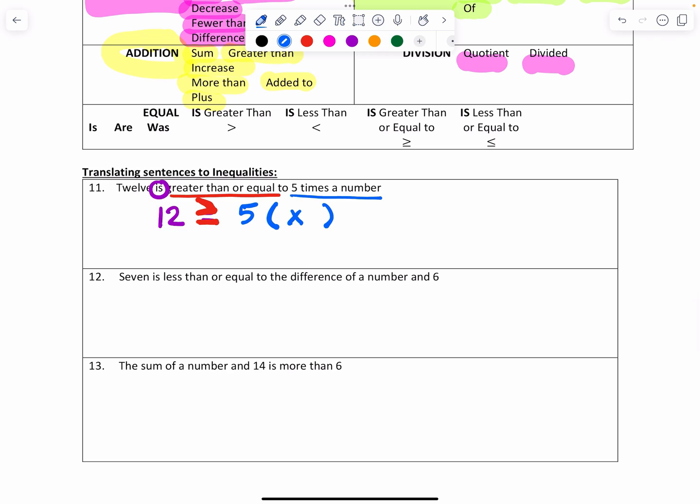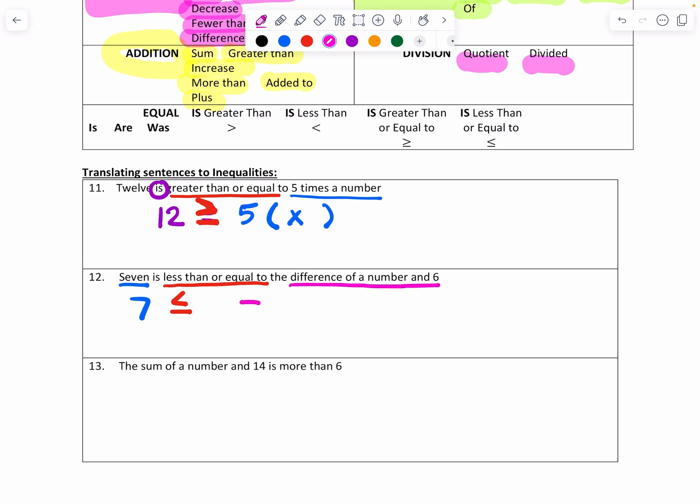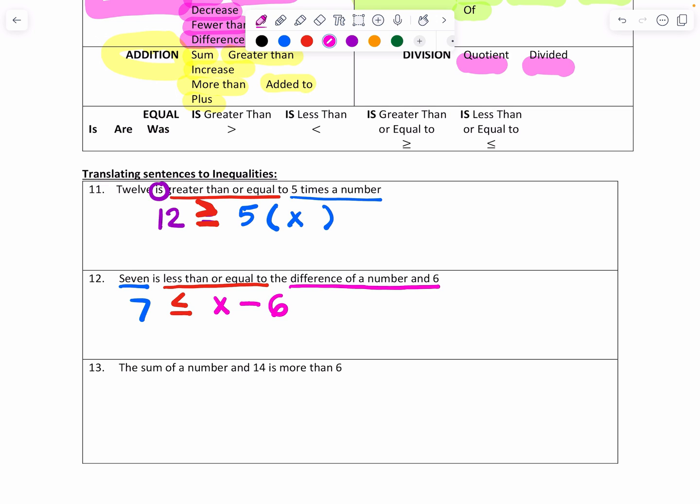Next problem. This time it says 7 is less than or equal to the difference of a number and 6. So difference, remember, means we're subtracting. The difference of a number, I don't know what it is, and 6. So I find the difference of a number and 6, I subtract those. 7 is less than or equal to that difference.